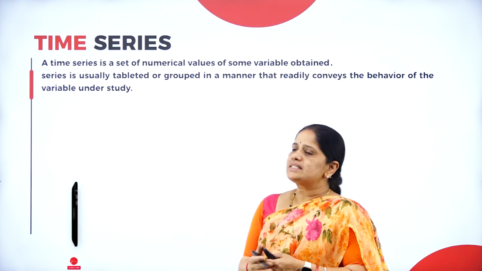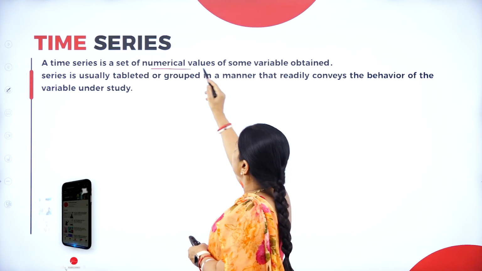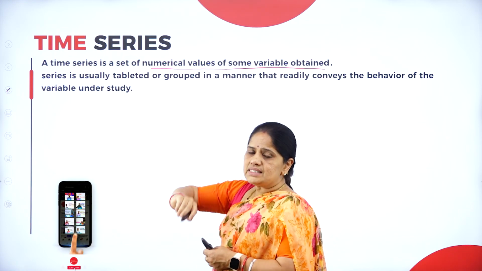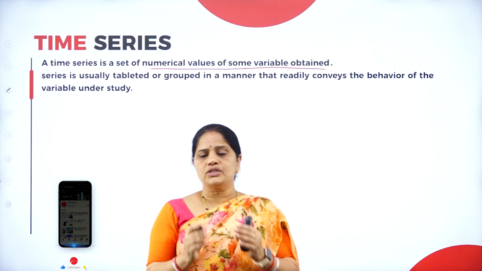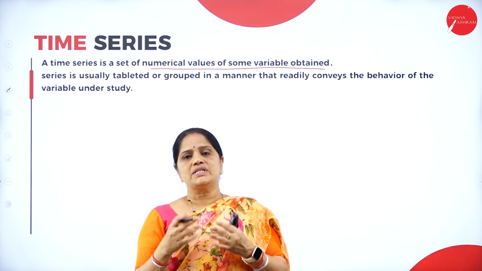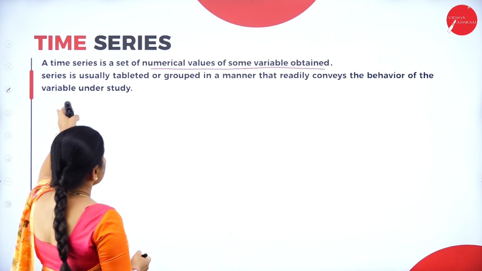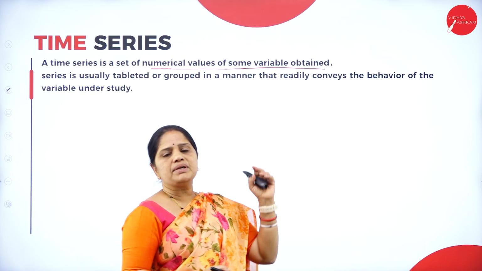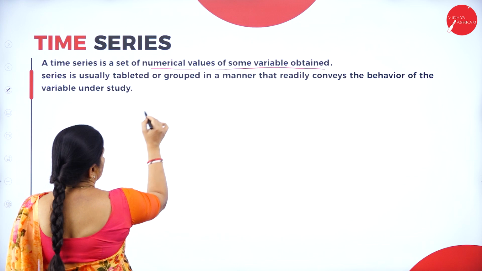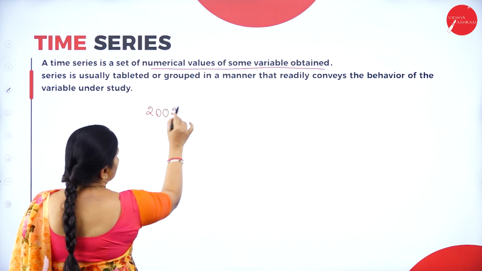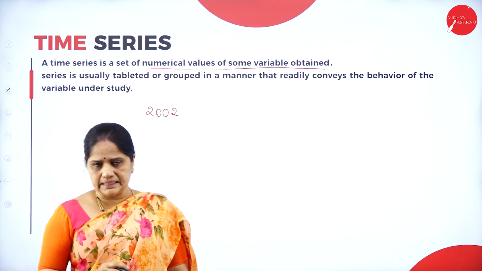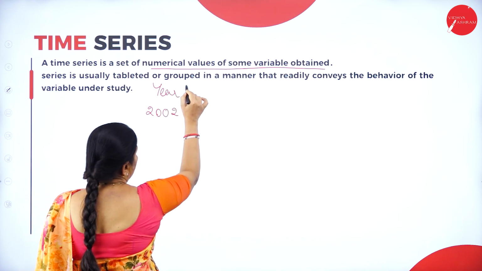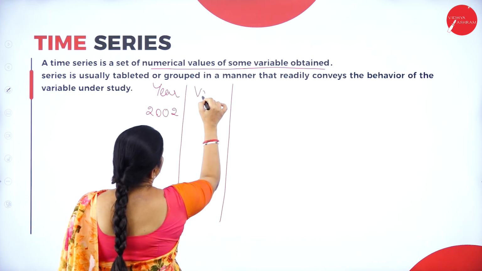Now, what do we mean by time series? A time series is a set of numerical values of some variable obtained. So, it is a set of numerical values of variables which are obtained. The series is usually tabled or grouped in a manner that readily conveys the behavior of the variable under study. Now, suppose the time series, it will usually contain one column which has the year and other column which contains the variable. So, we will have a tabulation of the year and the variable.